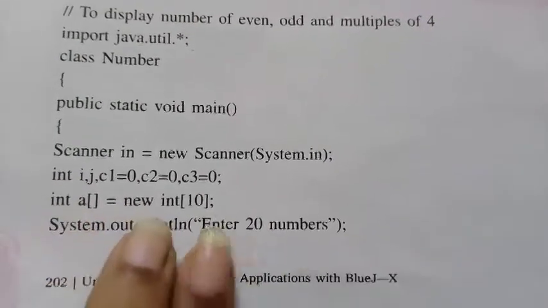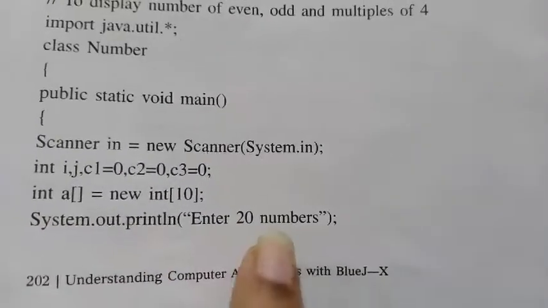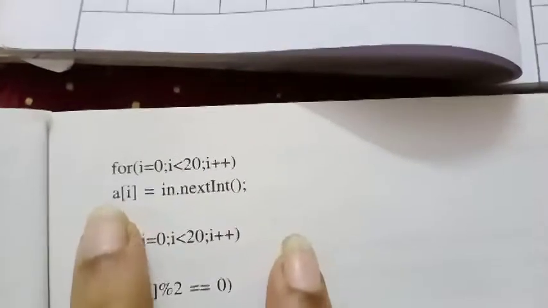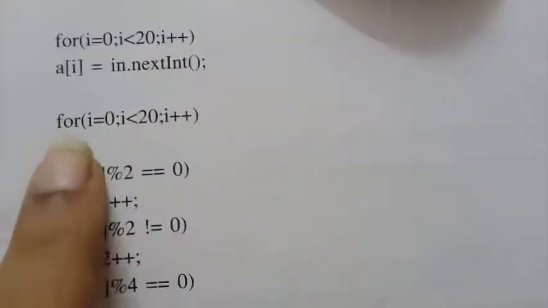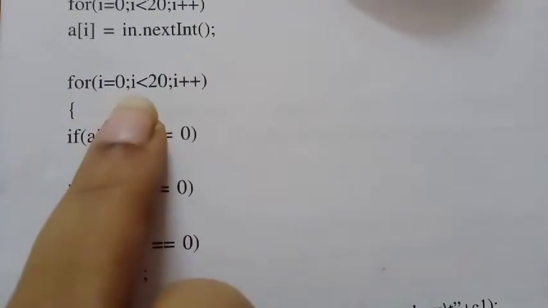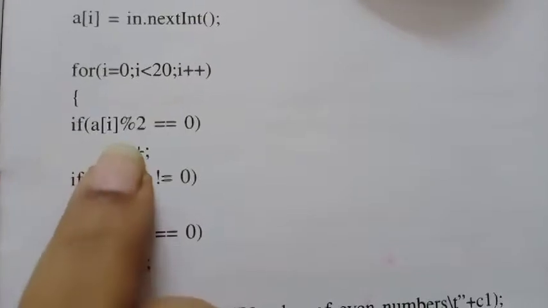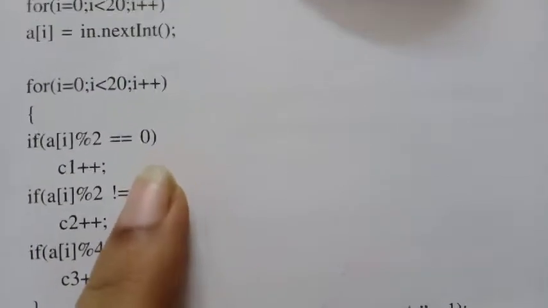So int a is equal to new, this is your array declaration, and you are asking the user to enter the 20 numbers, and you are getting it into the loop and assigning it to the array a. Then now you are going to take each number and check whether it is divisible or not. For I is equal to 0, I less than 20, that is 20 numbers you have got. So first we are checking a of I mod 2 is equal to 0 to find the even number.